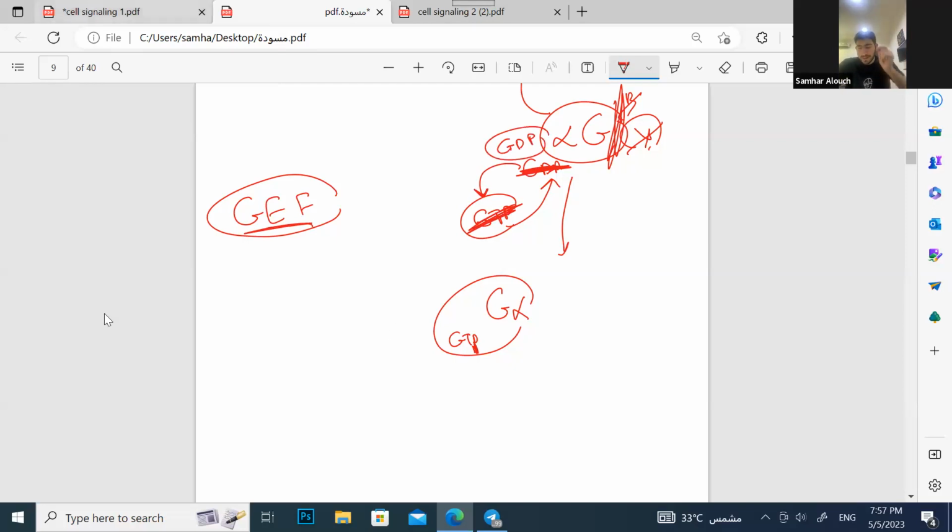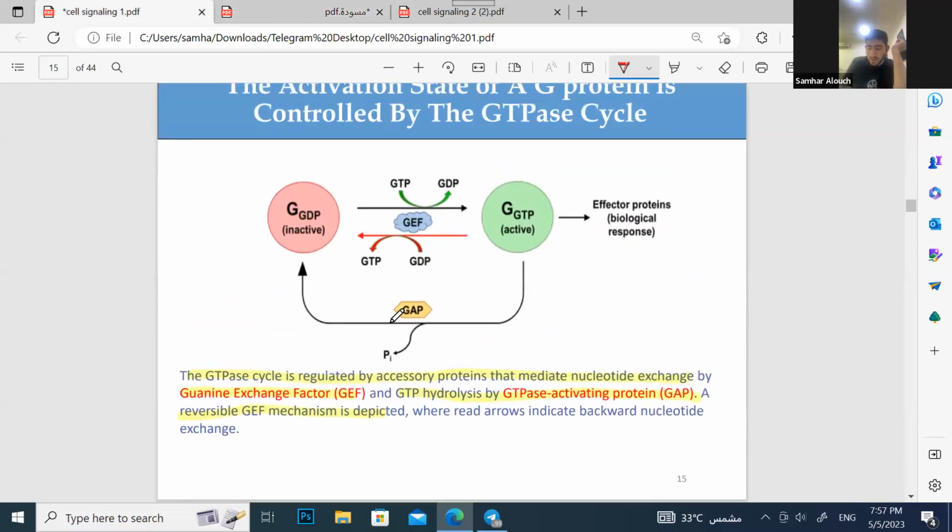So the GEF enzyme here is called the guanine exchange factor. It's just for exchanging. It can exchange the GDP to GTP, so it becomes active, or it can exchange the GTP to GDP and become inactive. So GEF, guanine exchange factor, plays roles in two sides, activating and inhibiting. But most of the time, it is for activating. So GEF activates the G alpha by removing GDP and putting GTP.